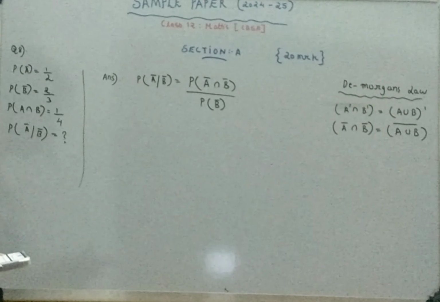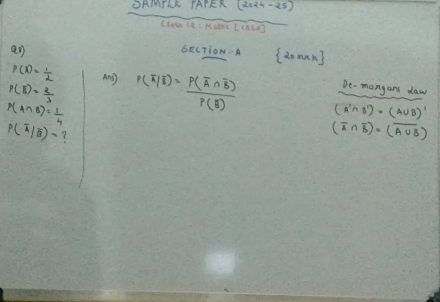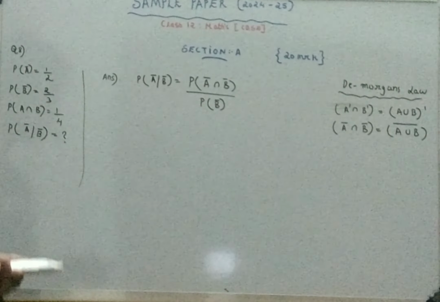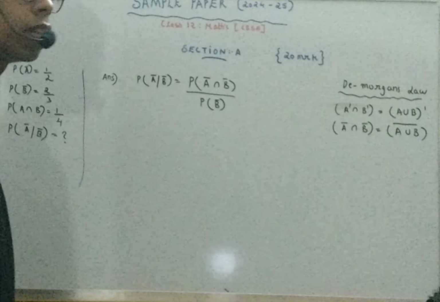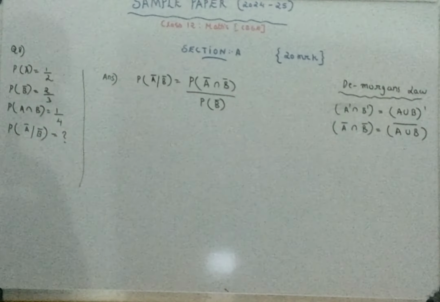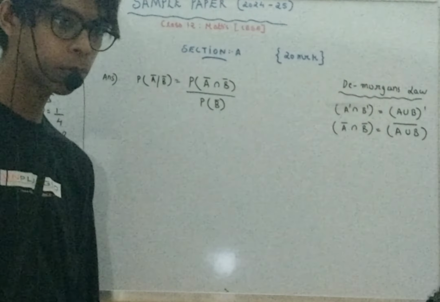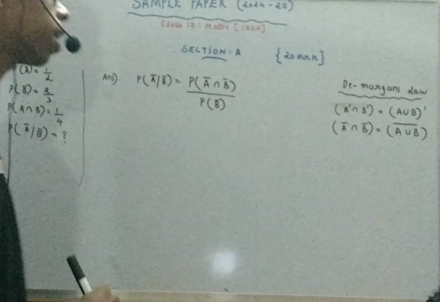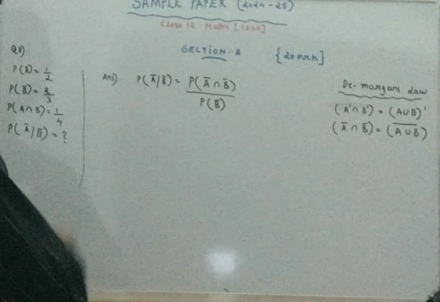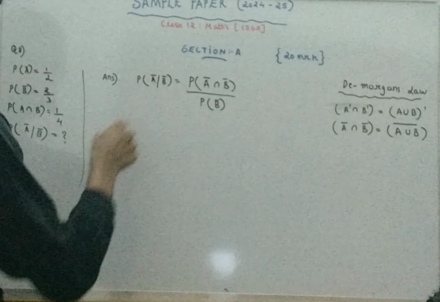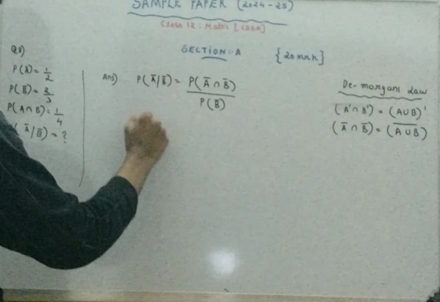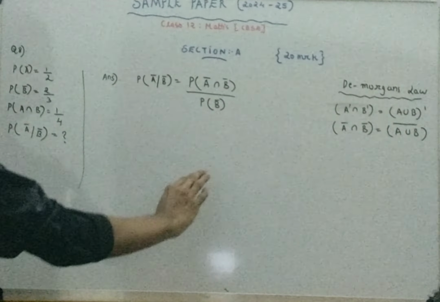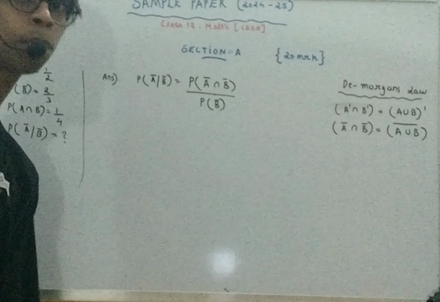P of A is equal to half, P of not B is equal to 2 by 3, and P of A intersection B is equal to 1 by 4. Then find the value of P of not A given not B. So from conditional probability, we know that P of A given B is equal to P of A intersection B by P of B. Now instead of asking P of A given B, they have asked you for P of not A given not B. That means they are asking you for the complement.